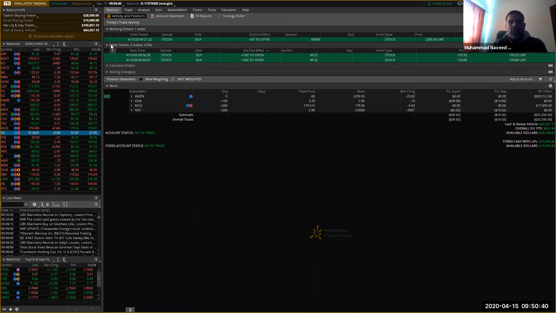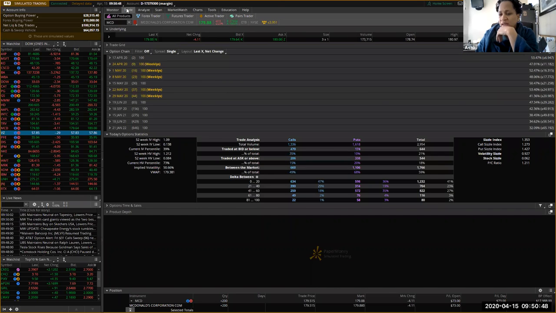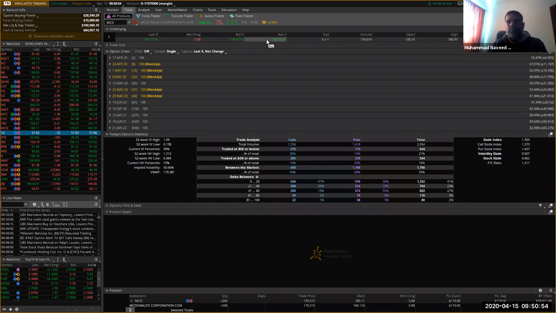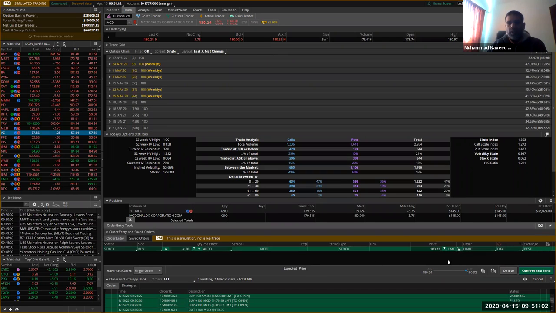So if we go here under the monitor tab. Hold on. So it was 100 auto MCD. The price is now 180. Right. And you didn't make any other changes down here? No, I did not. I just went with the default order. So again, confirm and send. Double click that. This is the default order. All of these things, I was okay with it. So I went ahead and confirmed and sent.